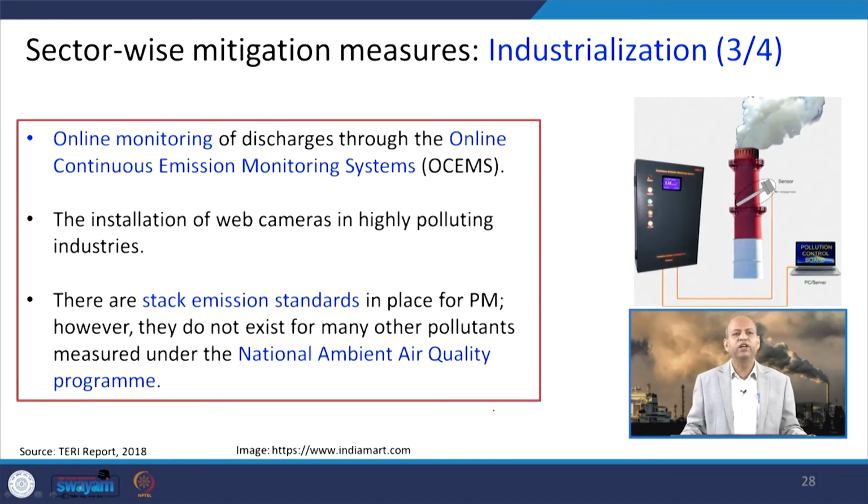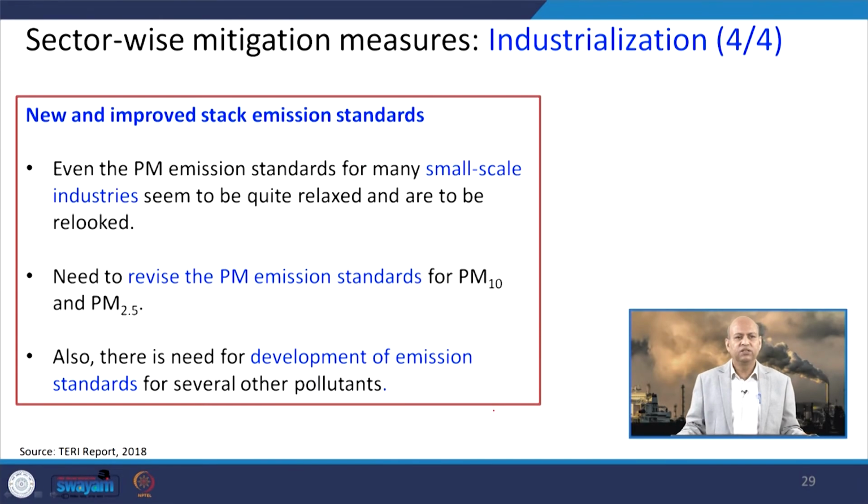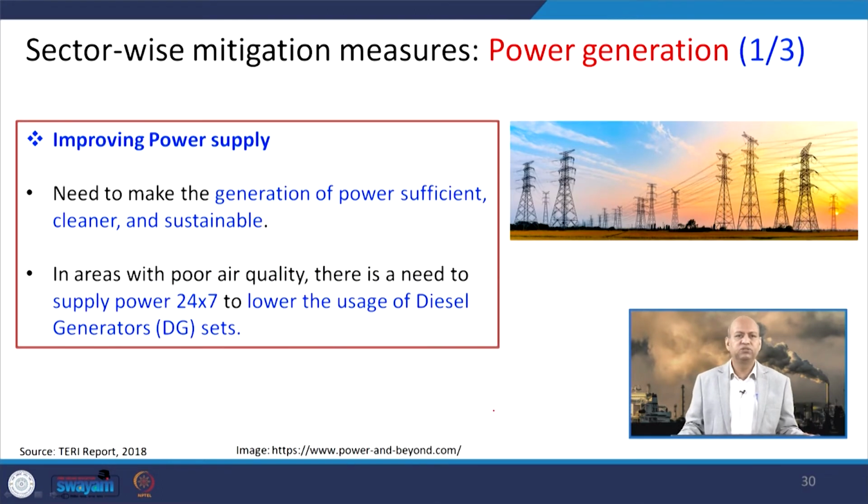Then we can go for online monitoring basically. The online continuous emission monitoring systems have been there in the market, but they are expensive, and again if we promote them with some sort of policy incentives, then it can be done, and it would be very easy to monitor those emission streams. Stack emission standards also need to be improved, because for certain pollutants they are not there. For PM, the emission standards for PM10 and PM2.5 need to be revised, right, and there are certain pollutants for which stack emission standards are not there, so they need to be developed so that we can implement based on those.